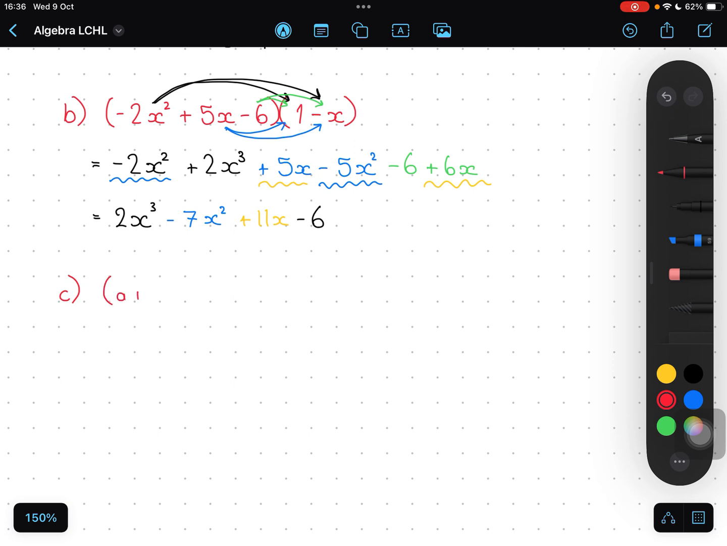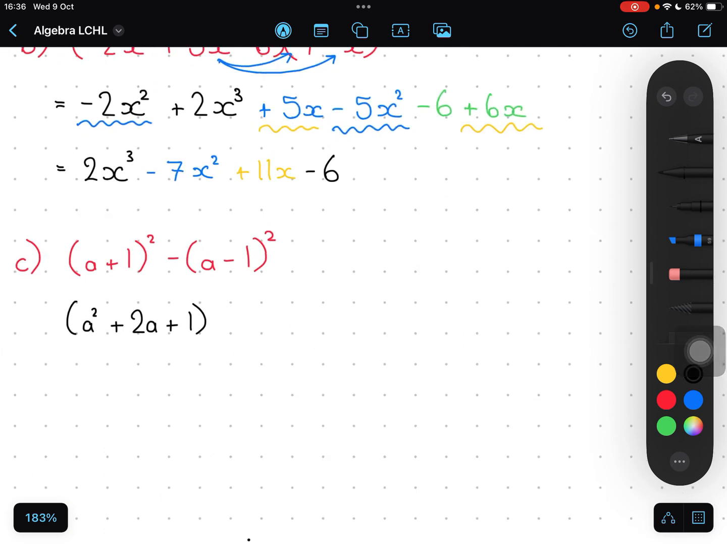is a plus 1 to be squared minus a minus 1 to be squared. Okay, now we have just looked at how to square terms in part A. Okay, it is the first one squared, so this first bracket is going to give me a squared. Then it's the first times the second and double it, so 2a plus, and then the second term squared, so the plus 1. So that's that squared.